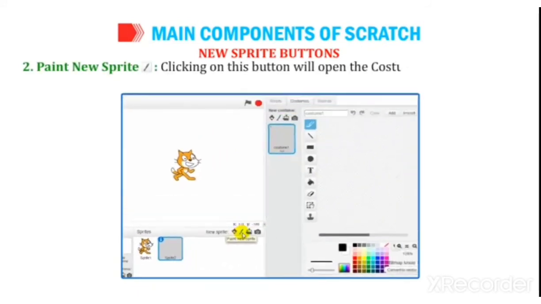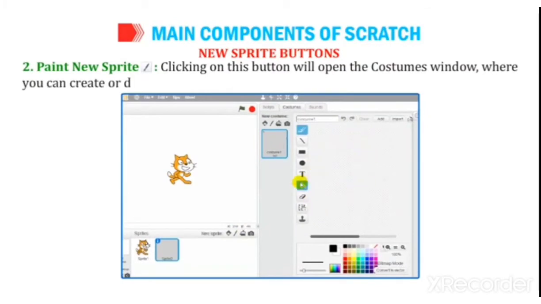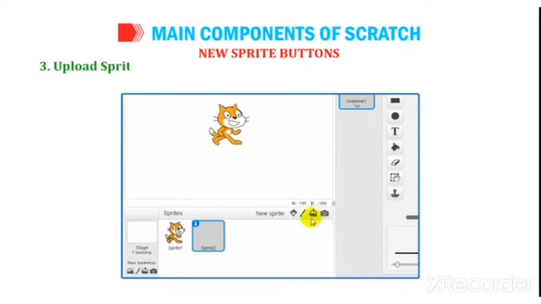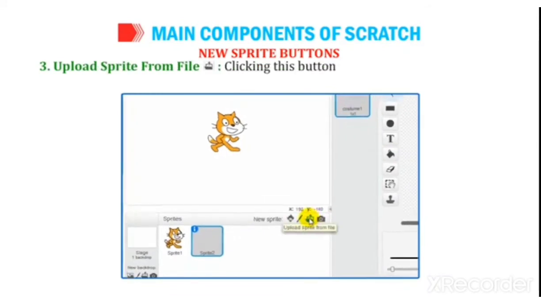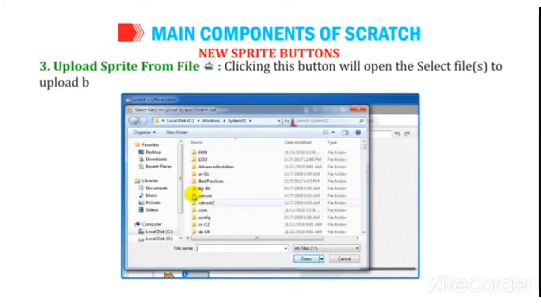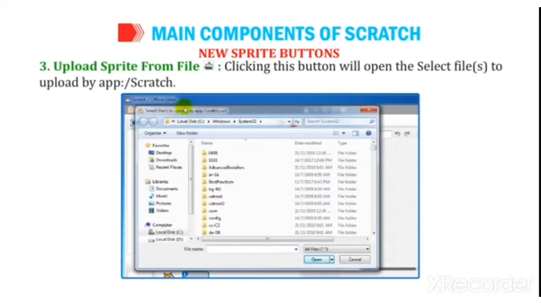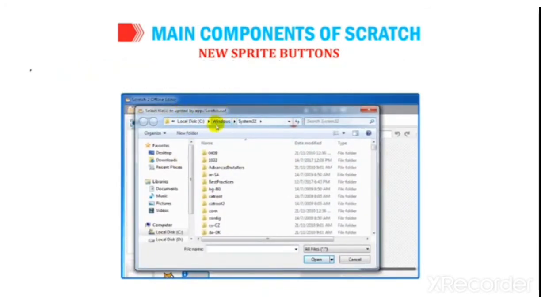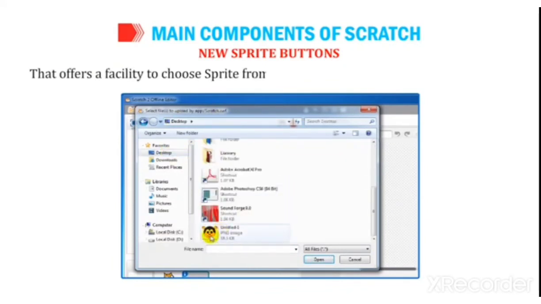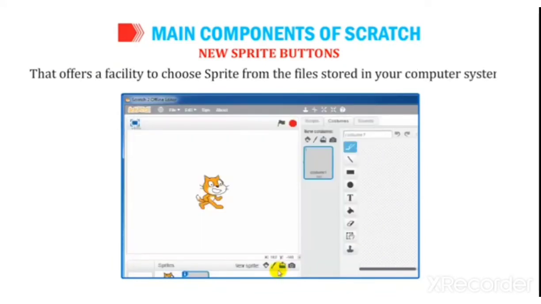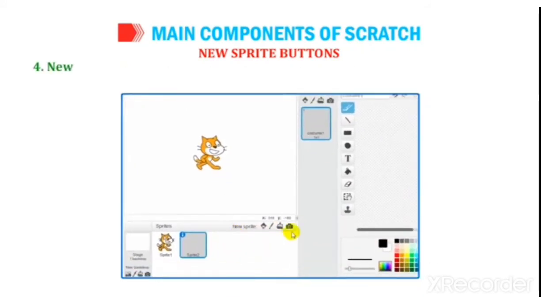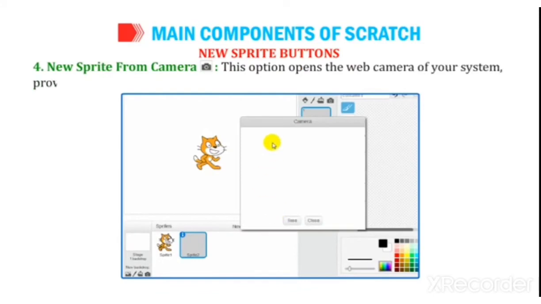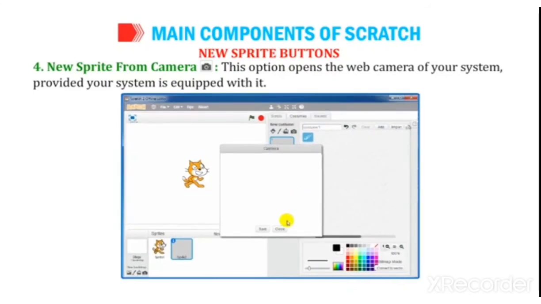Second is paint new sprite. Clicking on this button will open the costume window. You can see here where you can create or draw new sprite. Third, upload sprite from file. Clicking on this button will open the dialog box that offers the facility to choose sprite from the file stored in your computer. Fourth, new sprite from camera. This option opens the web camera of your system provided your system is equipped with it.